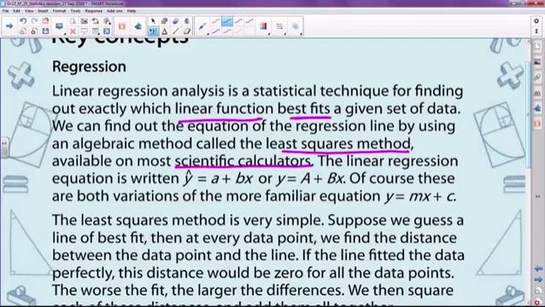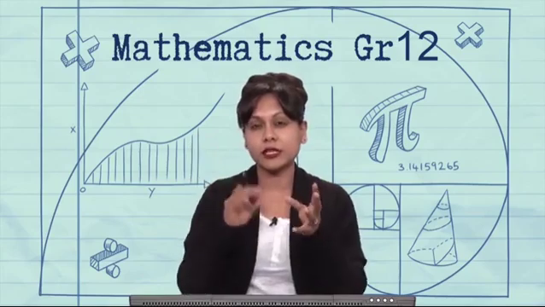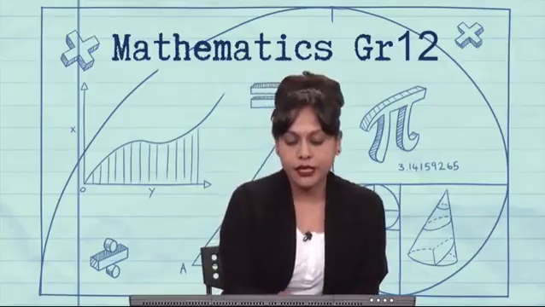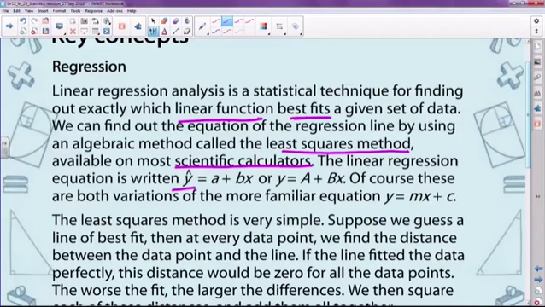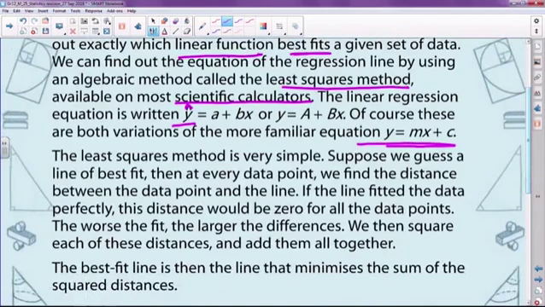Make sure that you understand how to use your specific calculator to help you work out the values that you need in regression analysis. The linear regression equation is written as y hat, so we call that y hat with the little hat on top of the y. y hat is equal to a plus bx. This should remind you, of course, of the more familiar equation of a straight line, which is y is equal to mx plus c.